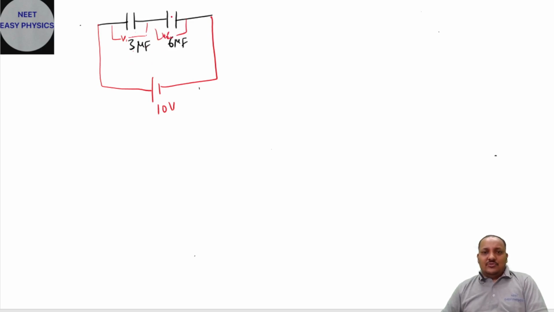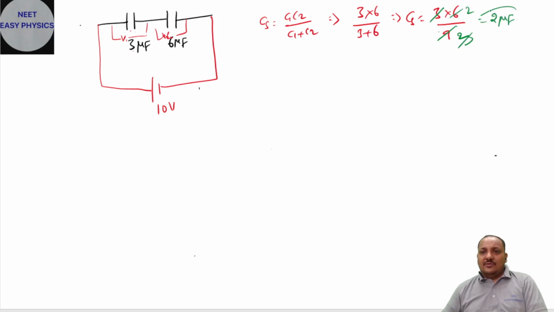Now, when these two capacitors are connected in series, what will be the same? Charge is going to be the same. First, you can calculate the effective capacitance. What is the effective capacitance formula? Cs equals C1 C2 by C1 plus C2. So 3 into 6 by 3 plus 6. That is going to be 3 into 6 by 9. So it will be cancelled. So this is going to be 3 times, sorry, 2 times. Therefore, 2 microfarad. Correct?